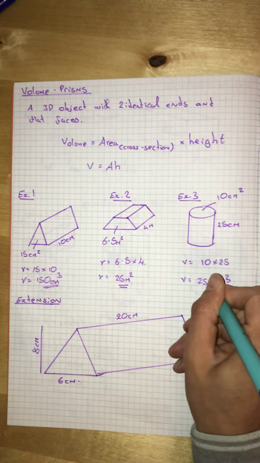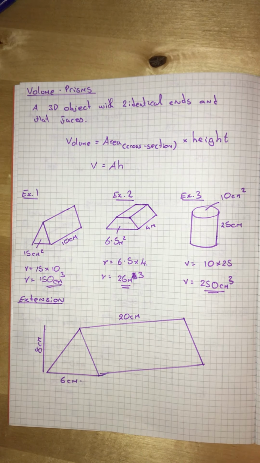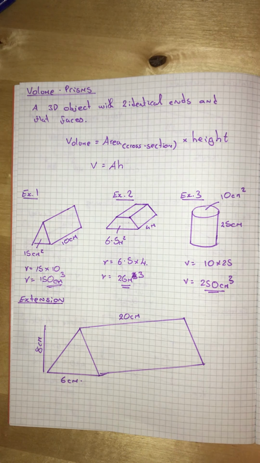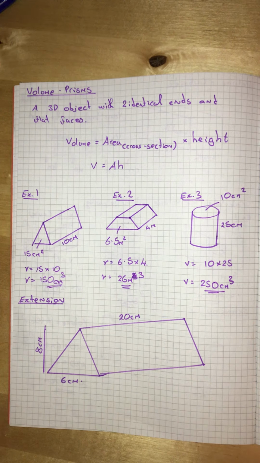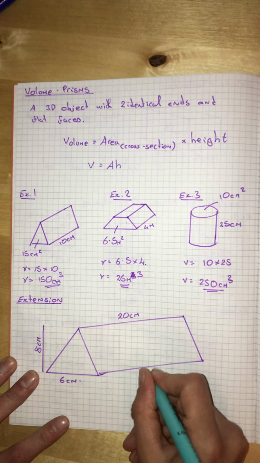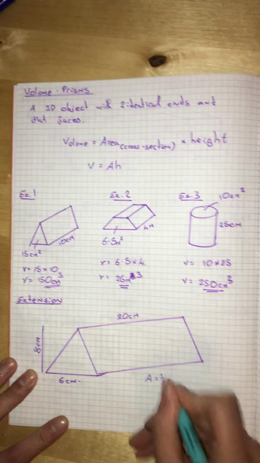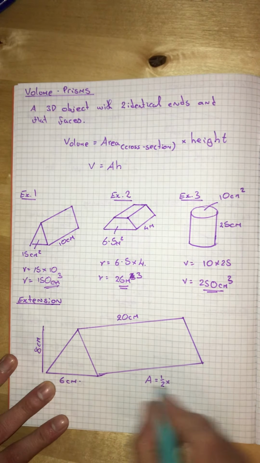Okay, for a bit of an extension, in these three questions I've given you the area of the cross section, but you're not always going to get that. So if we look at this one, what shape is the cross section? It's a triangle. Do we know how to calculate the area of a triangle? Yes. So area of the cross section will be a half times base times height, if you remember the area of a triangle.